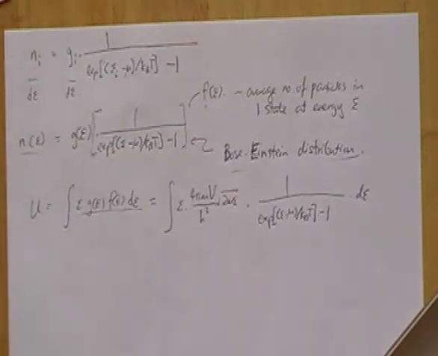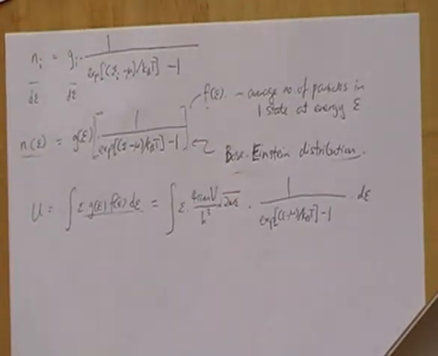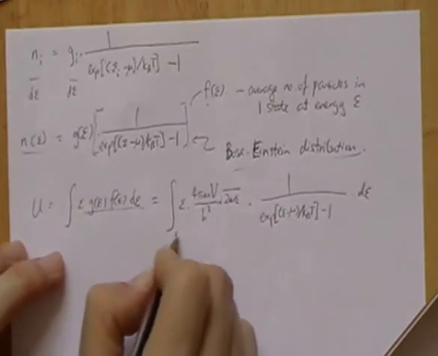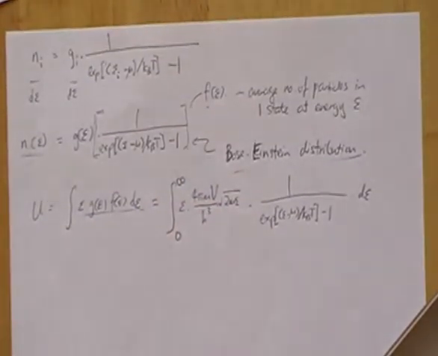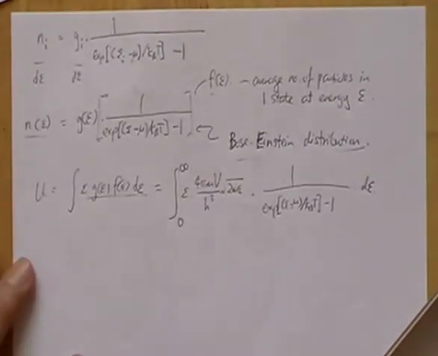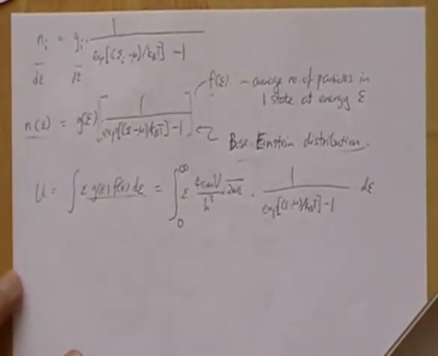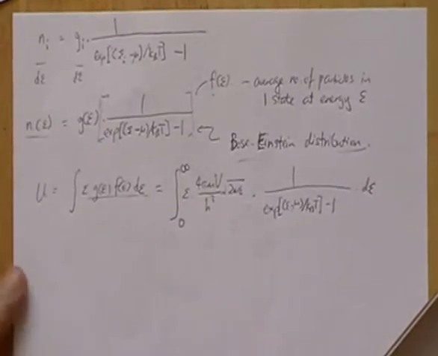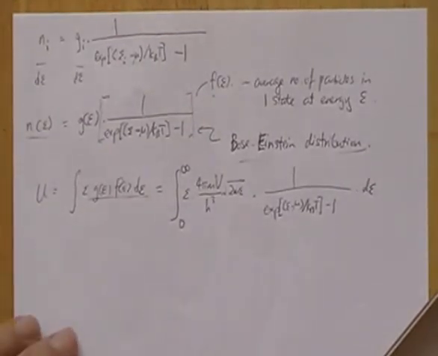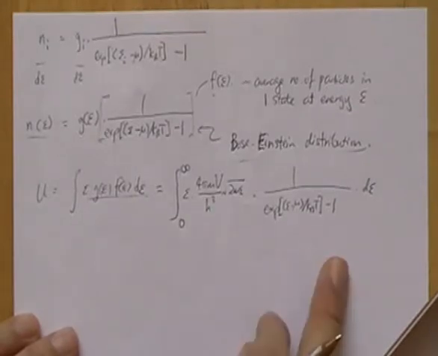Now that doesn't look easy to integrate. We should not forget the limits of 0 to infinity. Unlike phonons, which have an upper limit, bosons are real particles, so energy can be as high as there is energy available.